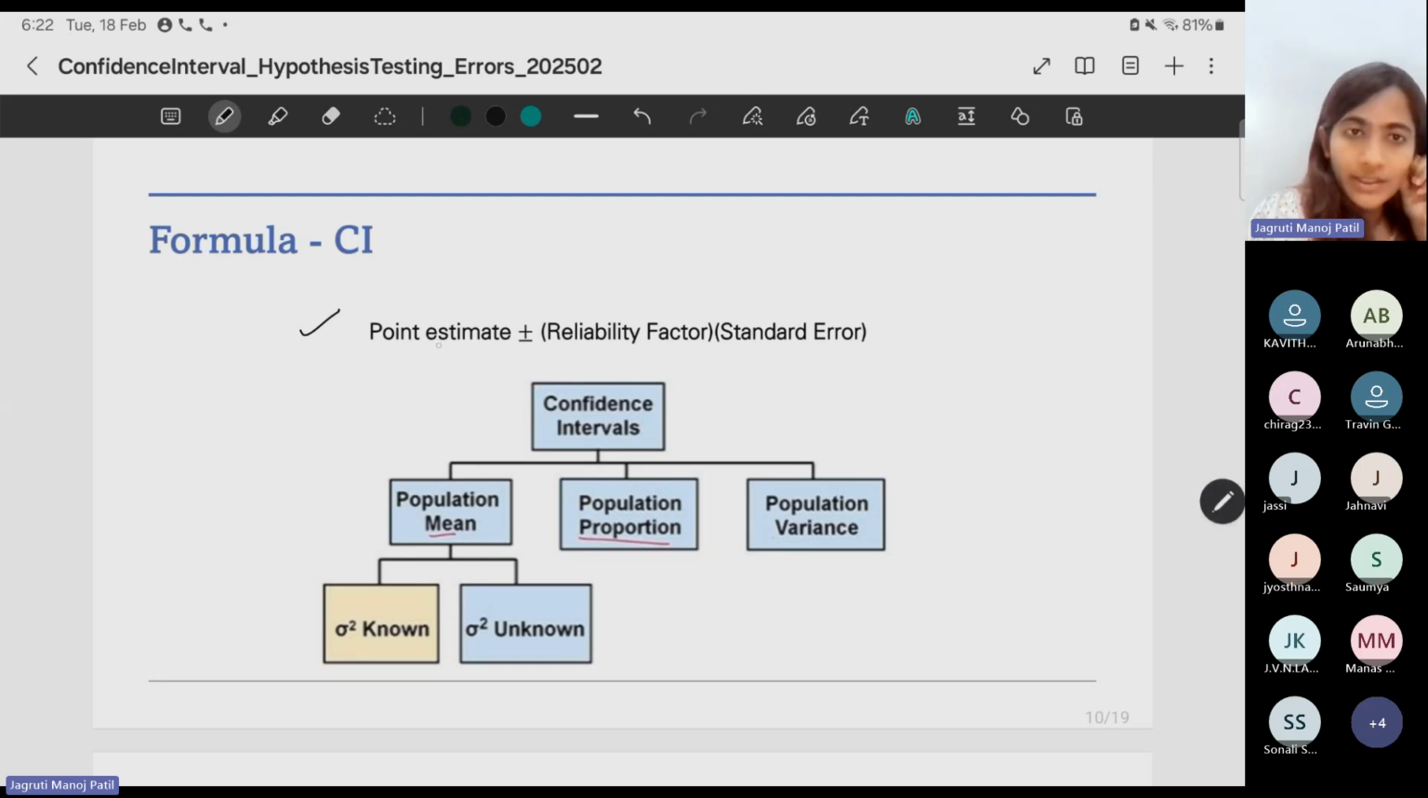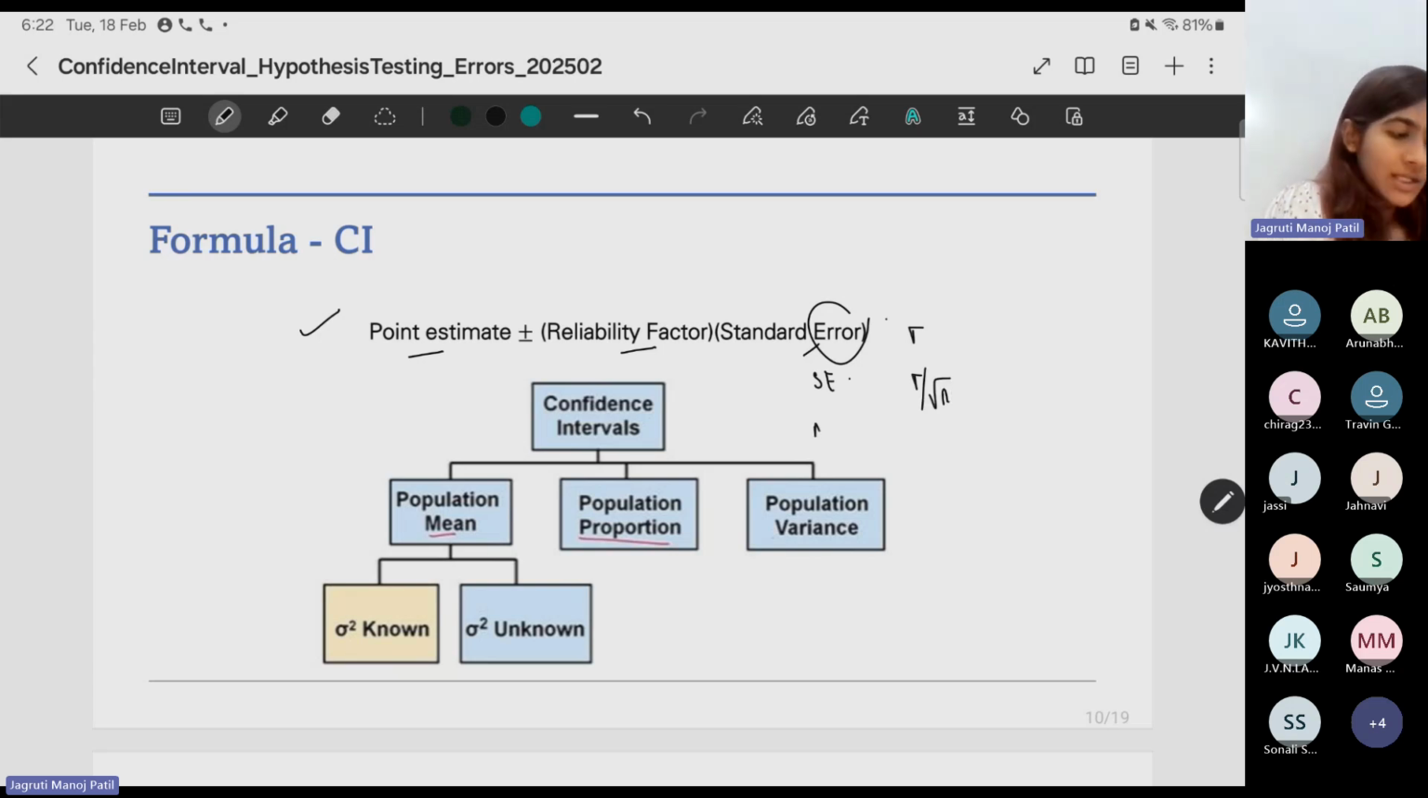So it's your point estimate, which is nothing but your sample parameter. This is a reliability factor, which is the distribution you would be taking, and your standard error. Now take into consideration that errors might differ. If you just say error, that is your standard deviation. If you say standard error, that is sigma by root n.